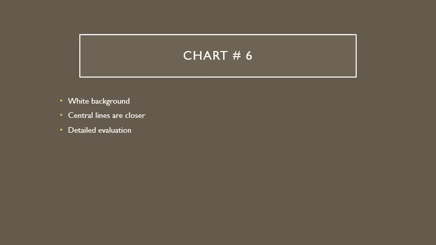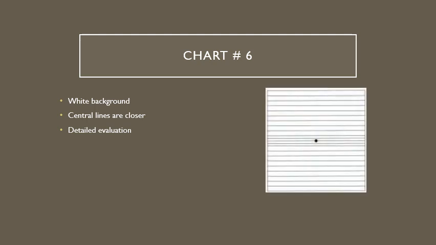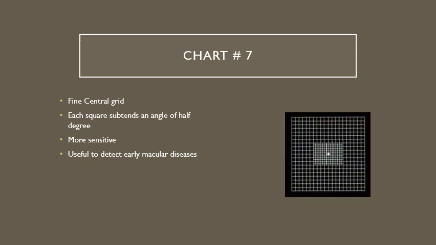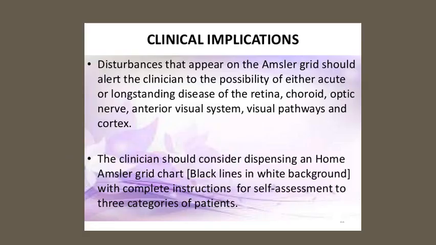The sixth chart also has horizontal lines, but these lines are black lines on a white background, and the central lines are closer to each other, and it is used for the detailed evaluation of metamorphopsia in a specific meridian. Chart 7 has a fine central grid, and each square of this central grid subtends an angle of half a degree. It is more sensitive and it is very useful in detection of early macular disease.